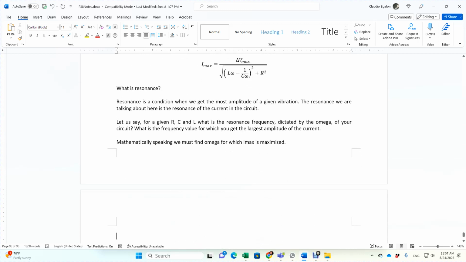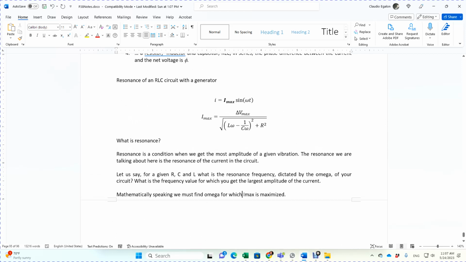If we look closely at this equation, you are going to see this guy is constant. You cannot change this one. I'm going to boldface those that cannot be changed, because it's set by your generator. L is set by your circuit. The capacitor is also set by an element of your circuit, and the resistance value is set by your circuit. So what we have to do is find the omega to maximize Imax.